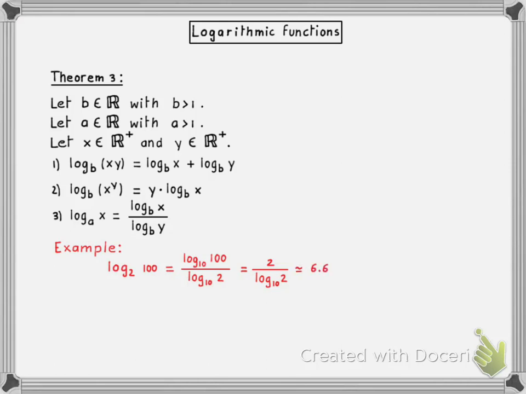When you do it, the answer you get is approximately 6.64. And notice that makes sense because 2 to the power 6 is 64, 2 to the power 7 is 128, and 100 is between 64 and 128. And therefore, this answer is quite plausible because it falls between 6 and 7.